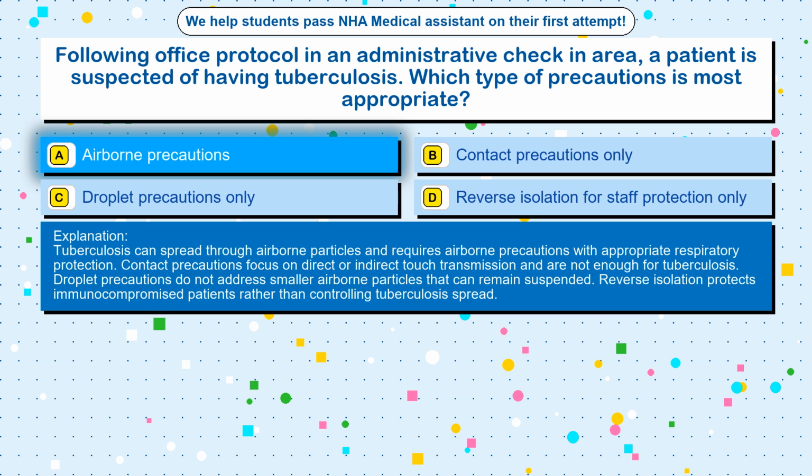Tuberculosis can spread through airborne particles and requires airborne precautions with appropriate respiratory protection. Contact precautions focus on direct or indirect touch transmission and are not enough for tuberculosis. Droplet precautions do not address smaller airborne particles that can remain suspended. Reverse isolation protects immunocompromised patients rather than controlling tuberculosis spread.